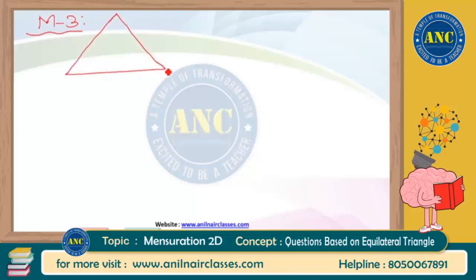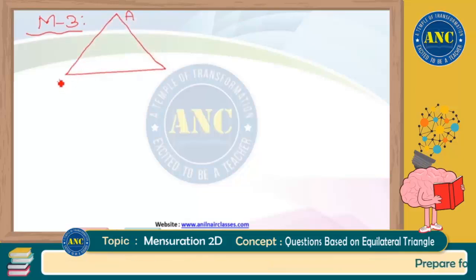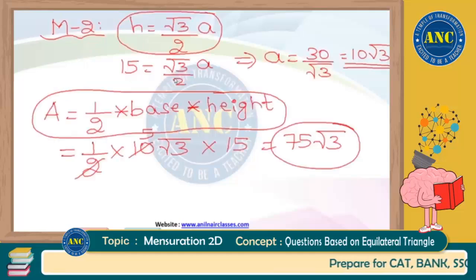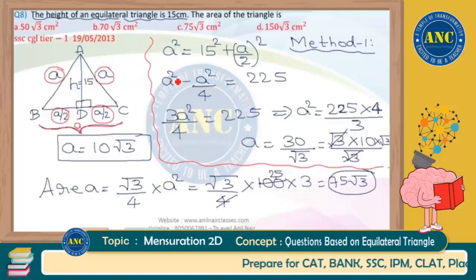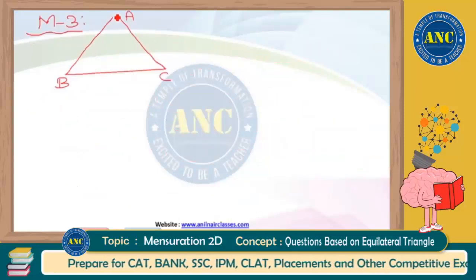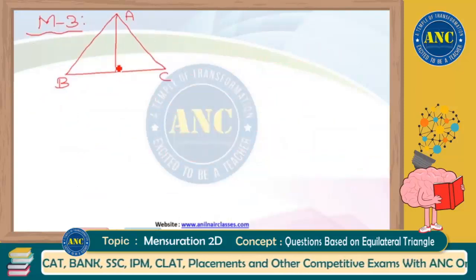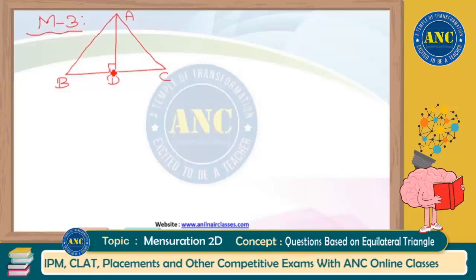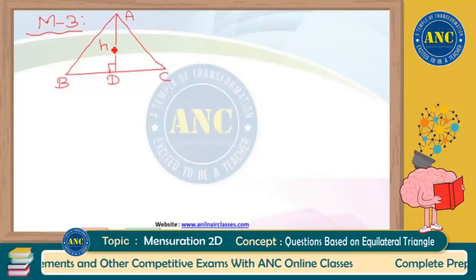Let me draw the diagram once again. This is the triangle ABC. Let us read the question once again. Height of an equilateral triangle is 15. The question says this particular height AD is given as 15.